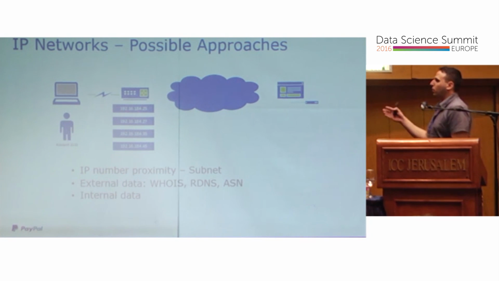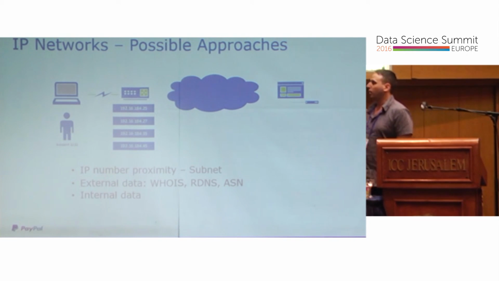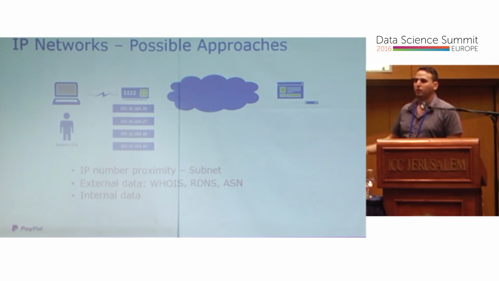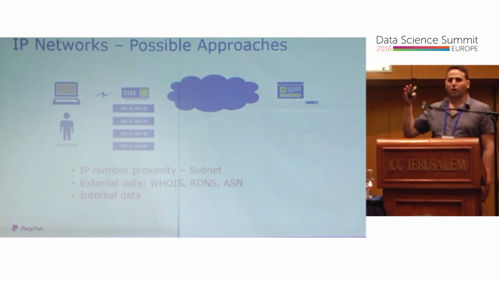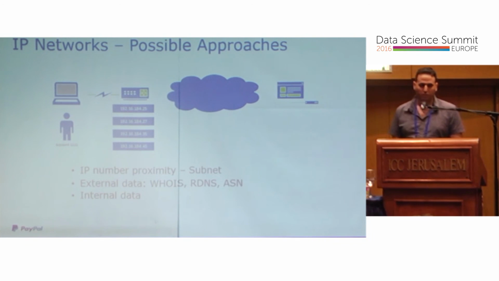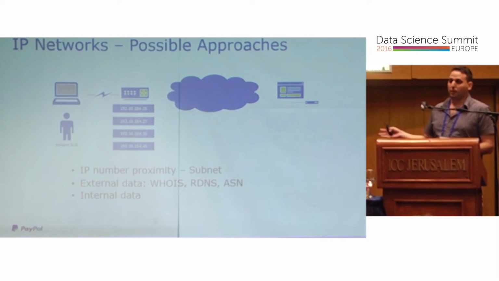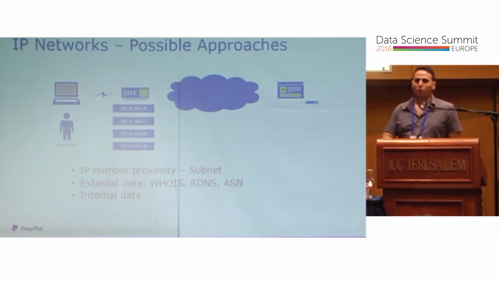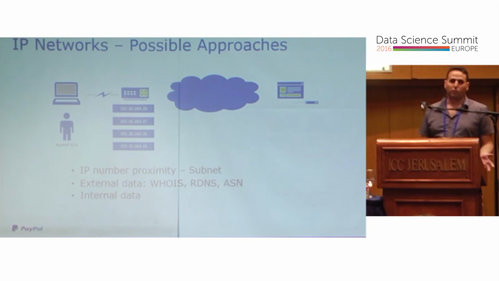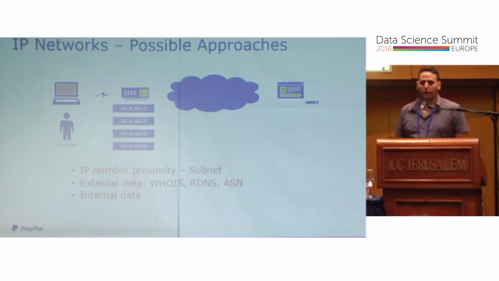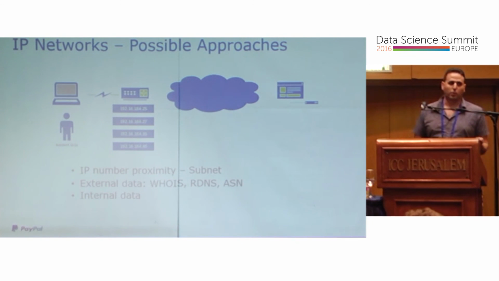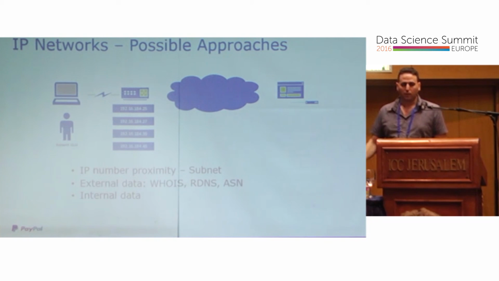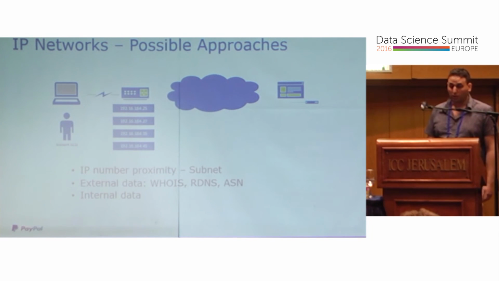And indeed, our first approach at PayPal for IP networks was IP proximity, using the subnet, for example the last part or the last 2 parts of the IP address, as a sign that these IPs belong to the same network. However, that's not good enough. You may be over-conservative and miss lots of connectivity between networks, or perhaps you are over-aggressive, and then you'll connect unrelated networks and fraud can penetrate your networks.